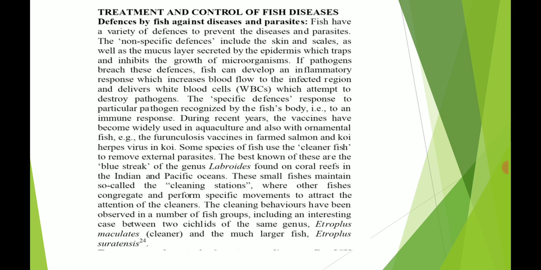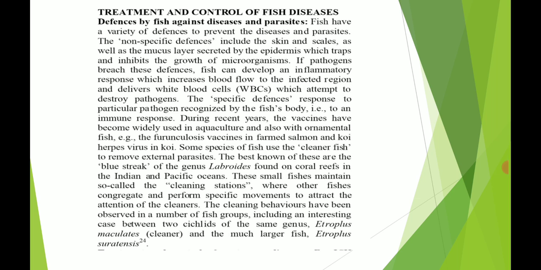First are the defenses by fish against diseases and parasites. How to control fish disease against parasites. Fish have a variety of defenses to prevent diseases and parasites. The non-specific defenses include the skin and scales as well as the mucus layer secreted by the epidermis, which traps and inhibits the growth of microorganisms. If pathogens breach these defenses, fish can develop an inflammatory response, which increases blood flow to the infected region and delivers white blood cells, that is WBCs, which attempt to destroy pathogens.